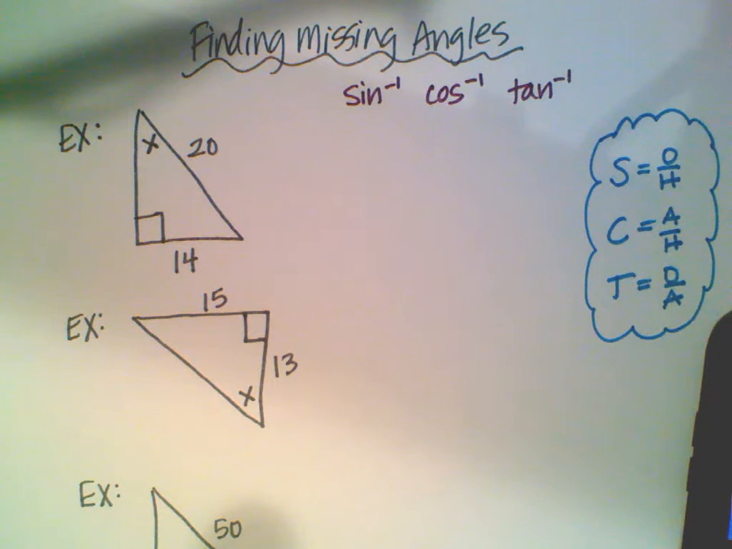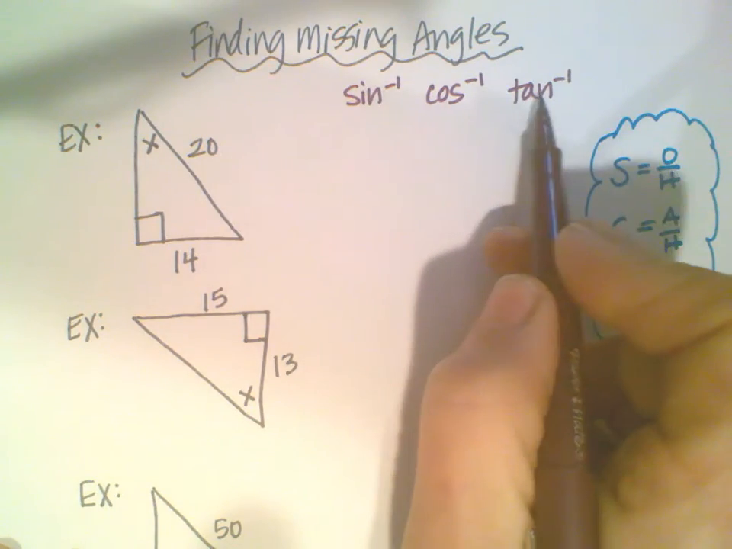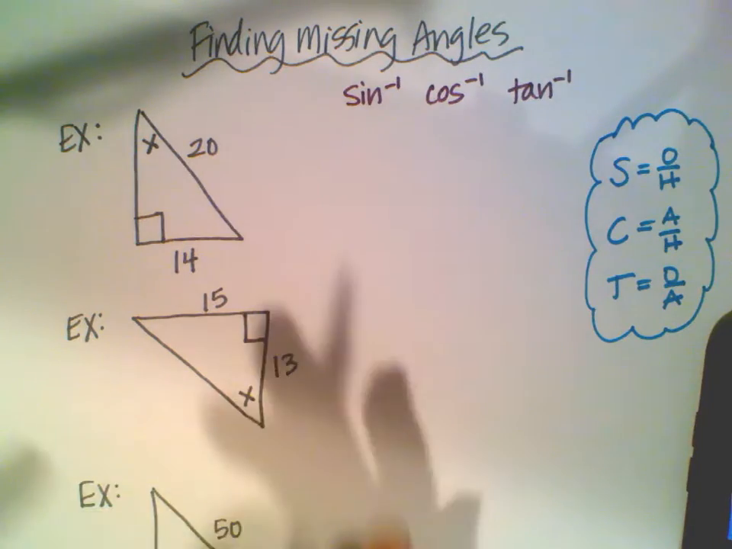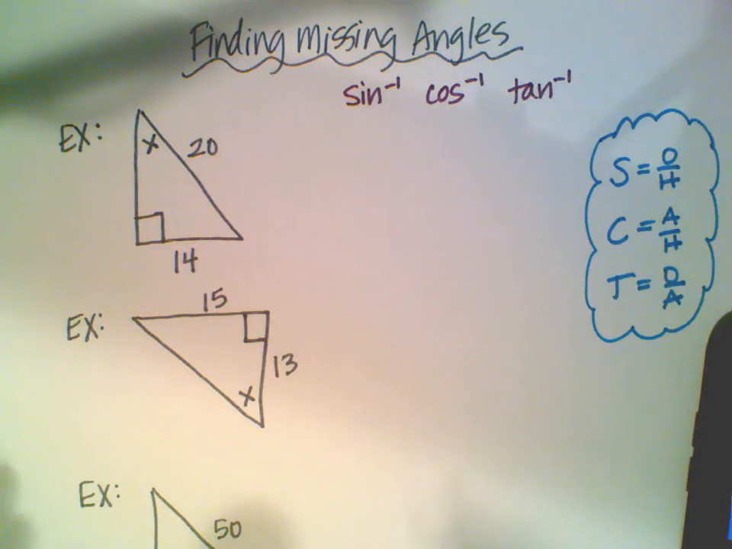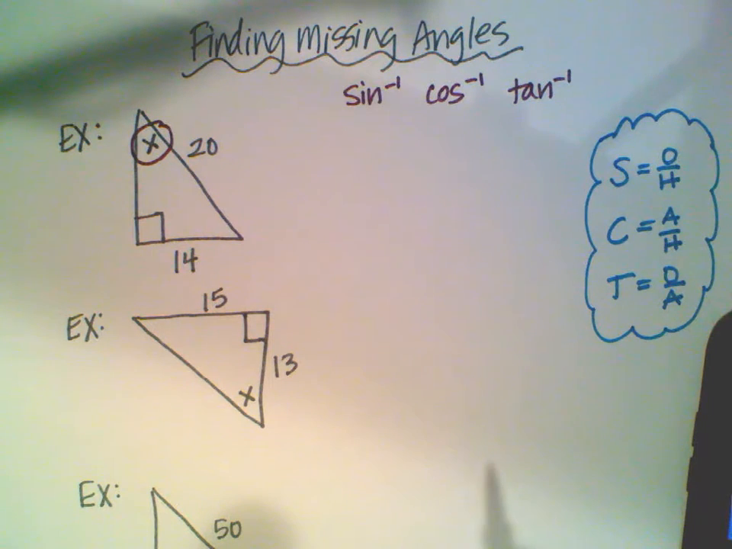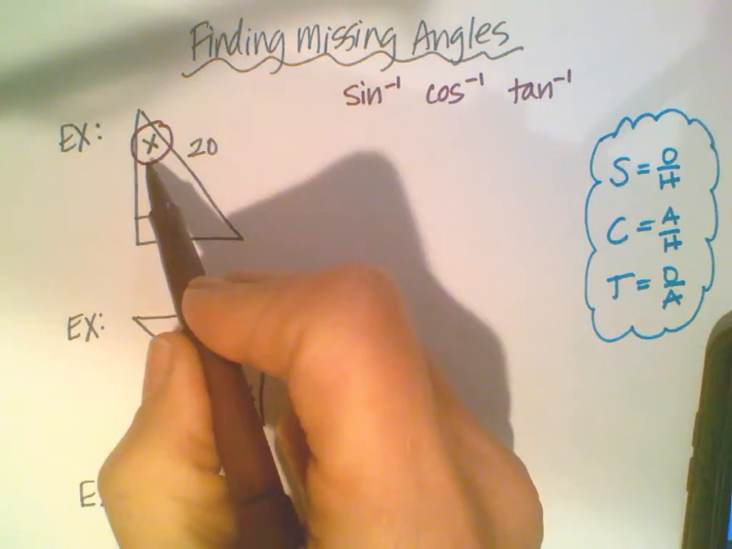So I'm going to be working with the sine inverse, cosine inverse, and tangent inverse, and I'm going to be using them to find the angle. So here's the long-winded setup. First of all, I look for what angle I'm trying to find, and I'm going to start pretty easy where I'm only going to have one to pick from. I'm trying to find this angle x.